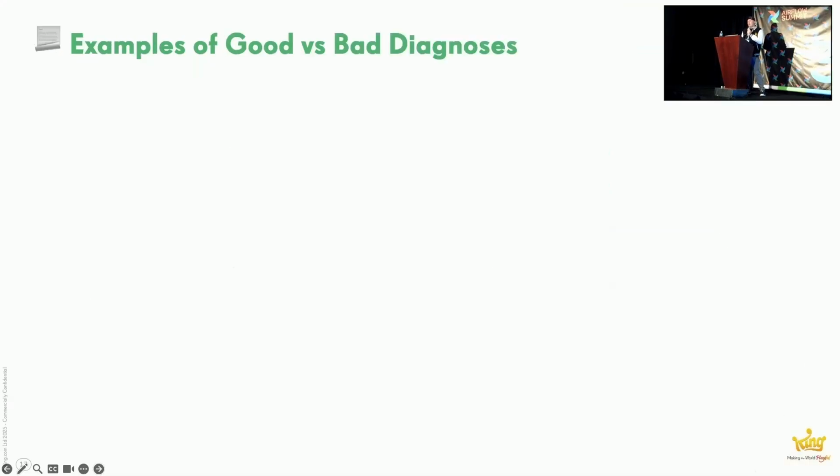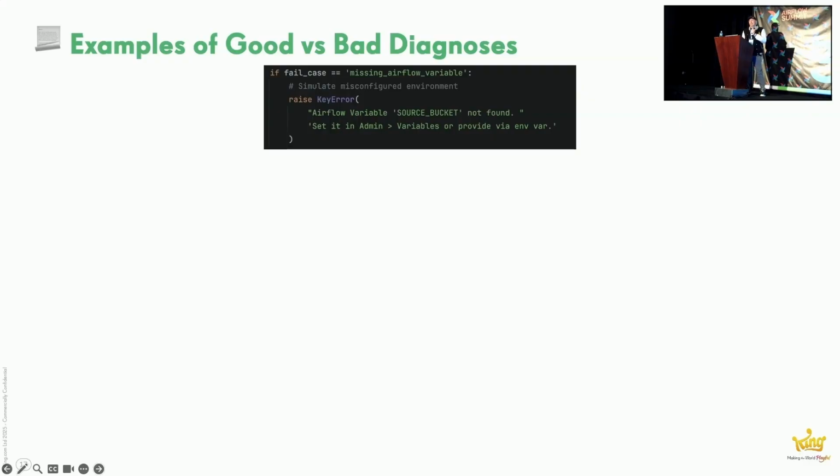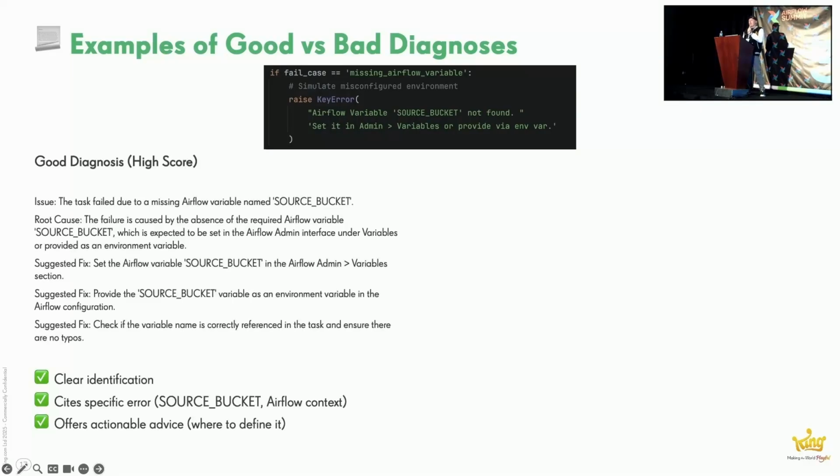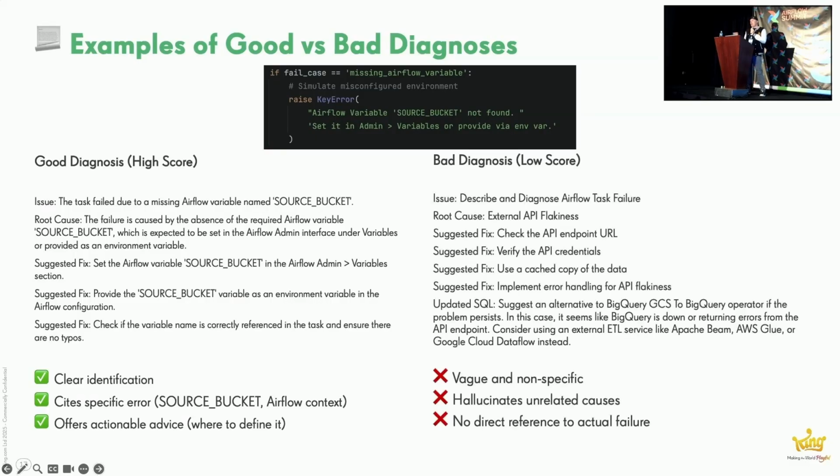So a good example of a diagnosis given for this fairly straightforward scenario might look something like this. It identifies the failure clearly, references error details, offers some actionable next steps, whereas the low scoring example, by contrast, is vague, repetitive, makes generic guesses, misses the point, and actually hallucinates irrelevant causes.